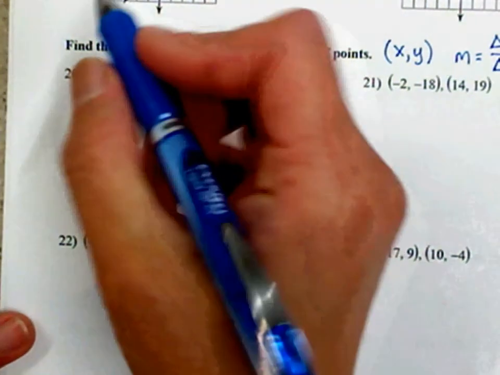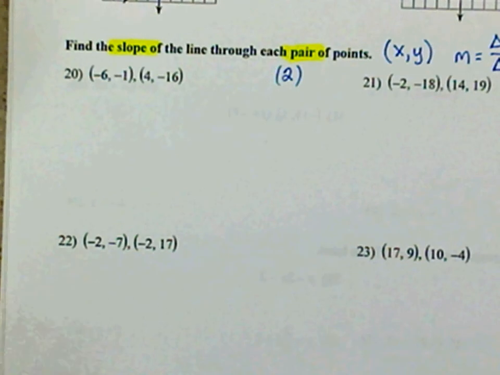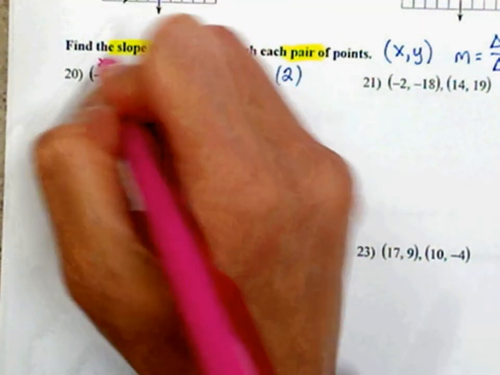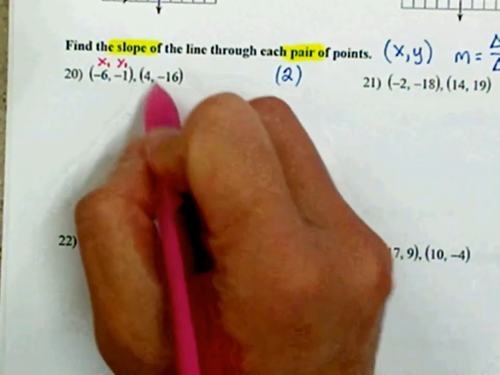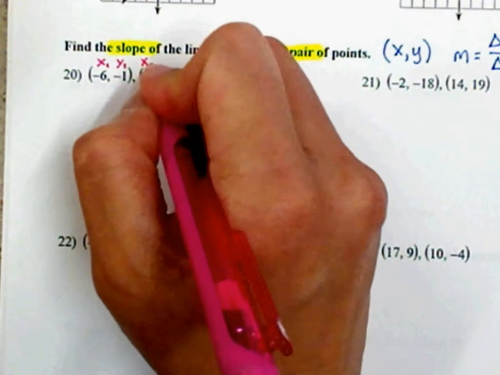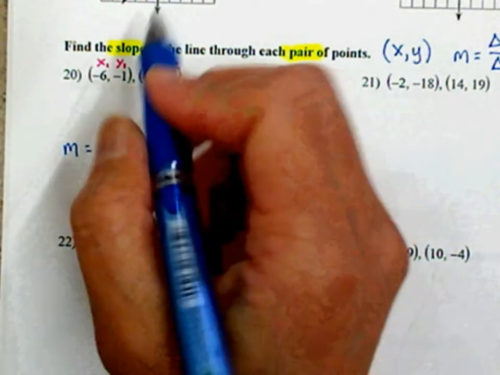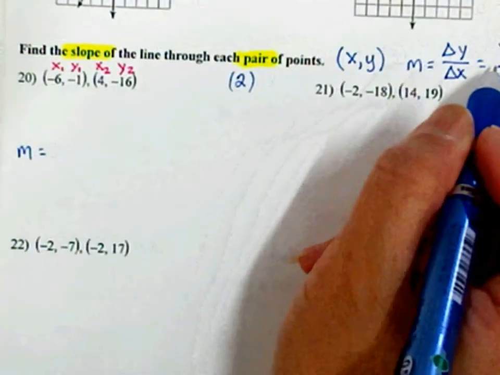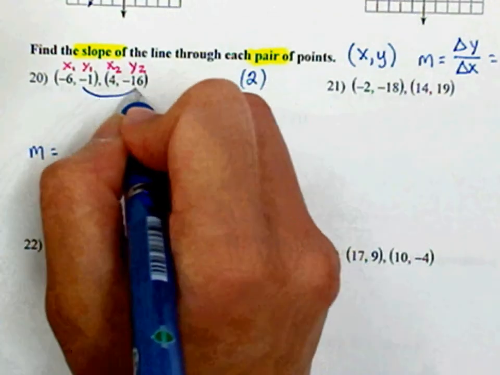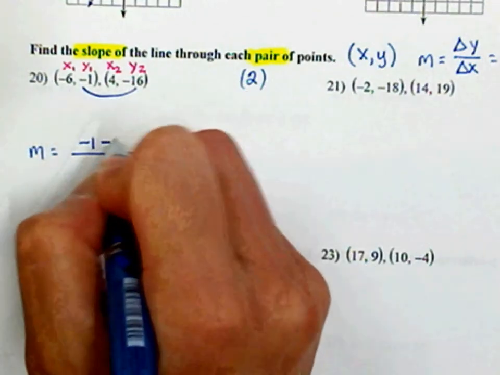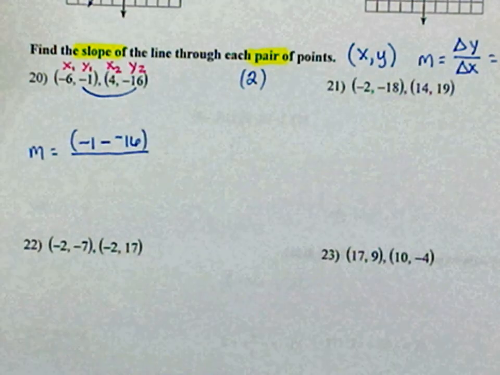Here's your X, here's your Y. Let me find a different color pen. This is 1 point, so this could be X1, Y1. See how I have another point? So this is going to be X2, Y2, okay? So here's your slope. The Y comes first. Remember how the Y goes on top? Okay, so -1 minus -16. And if you put parentheses around it, it will make it so much easier for you to type in the calculator. See that?